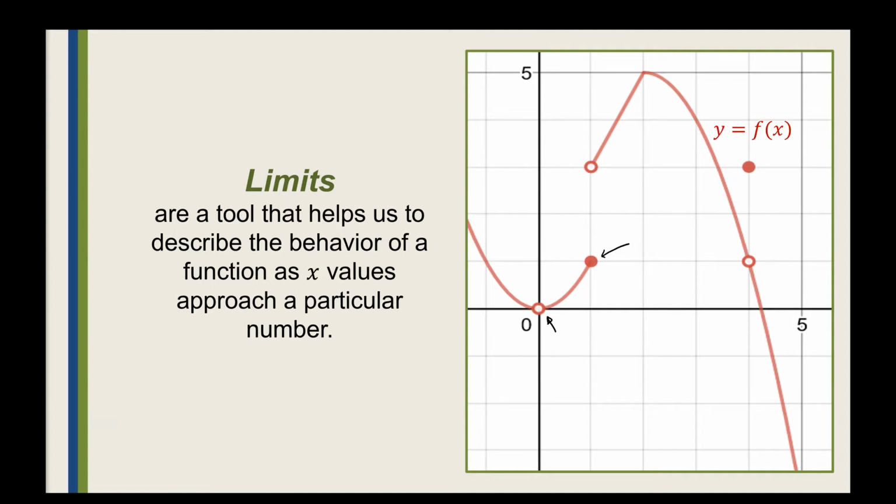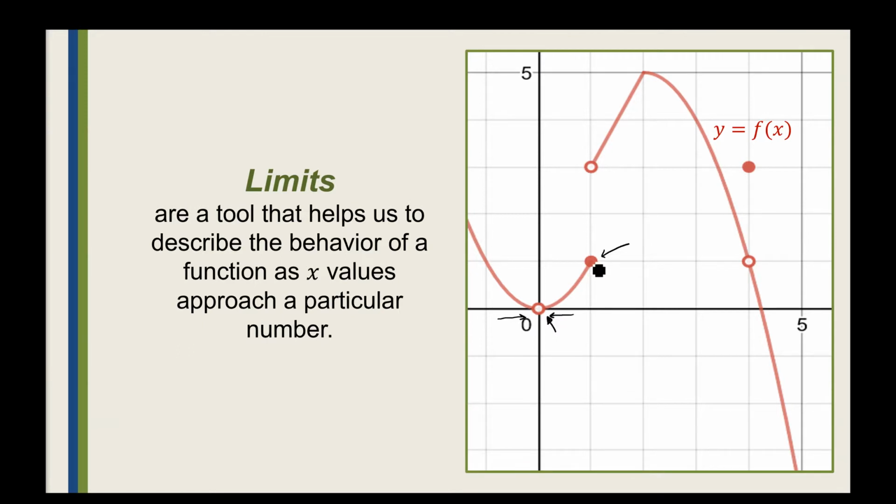And so here we have the graph of a function f of x, and notice that there is an open circle at 0. So this function is undefined at 0. So f of 0 doesn't exist. But even though f of 0 doesn't exist, we can talk about what's happening to our function as x gets really close to 0 from either side.